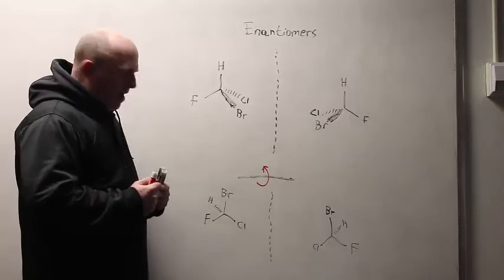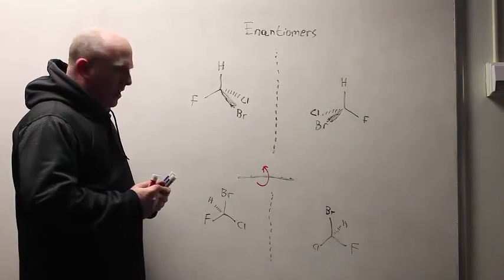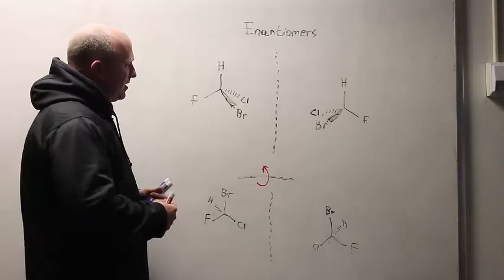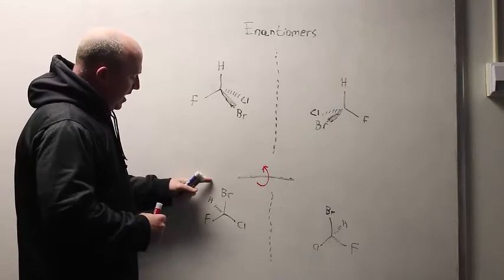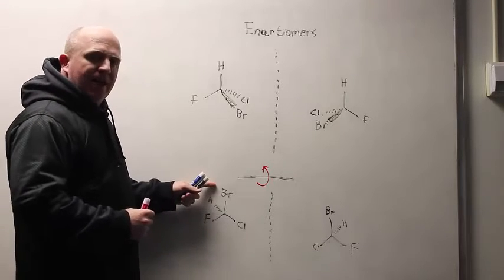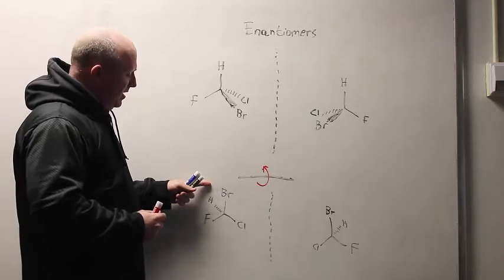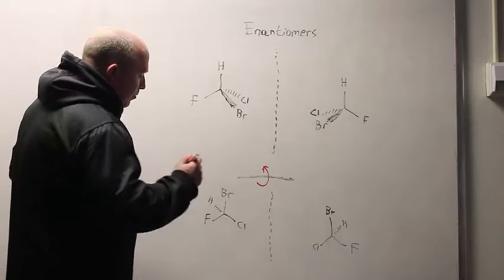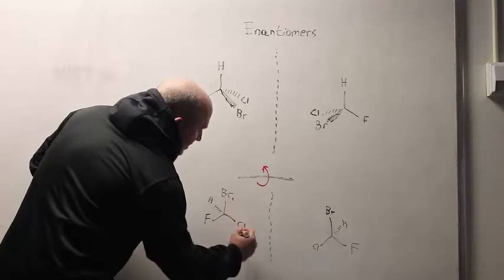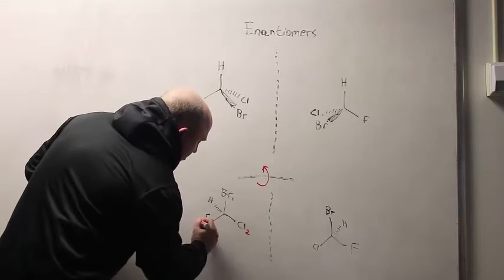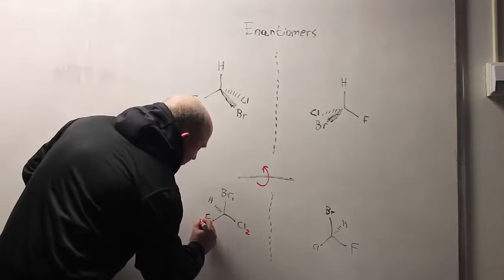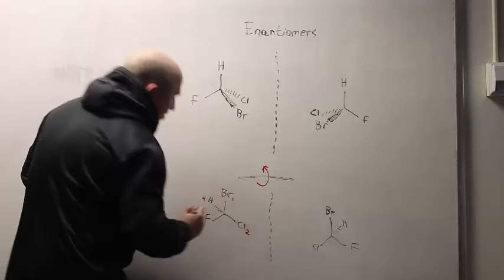Okay, so it's a bit of a wasted effort to do this. On the other hand, reinforcing how to assign priorities is always a good thing. So the key thing to keep in mind, of course, is that the heavier the atom, the higher the atomic number, that's going to make it priority 1. So bromine is going to be priority 1 because it's bigger and heavier than chlorine, which is priority 2, which is bigger and heavier than fluorine, which is priority 3, and then the hydrogen is 4.